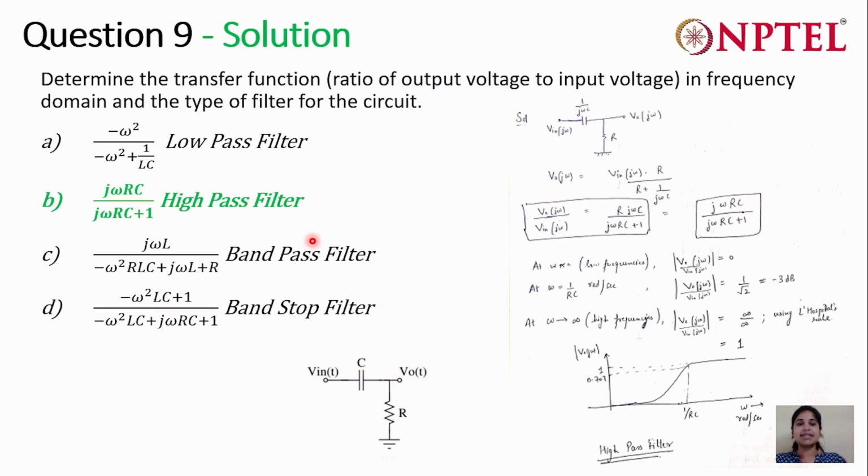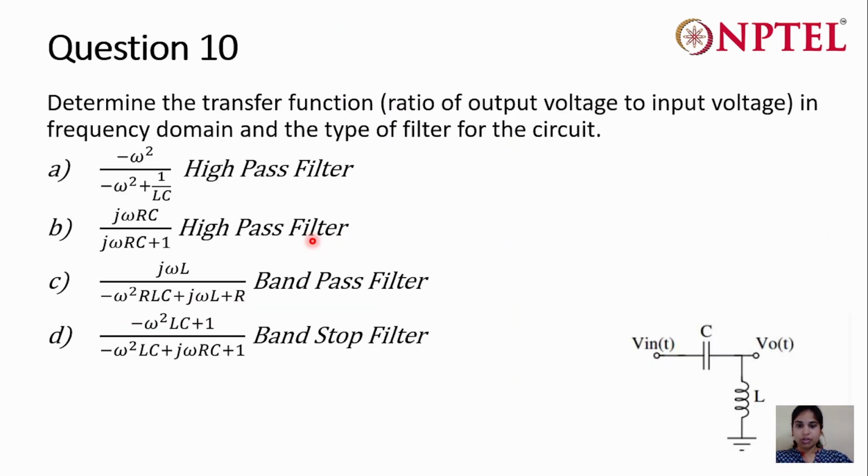So the idea is the same for all these sets of equations. We are trying to find the ratio of output to input voltage, we look at the magnitude response, and we decide what kind of filter this is. So let us see a few more examples quickly.